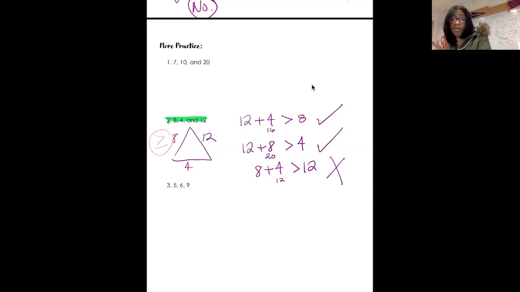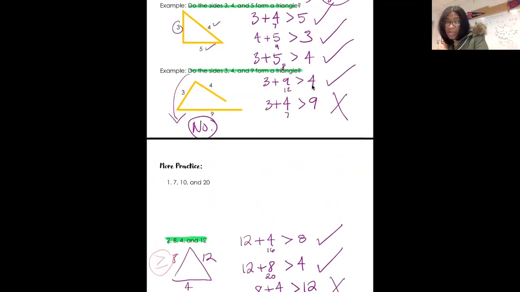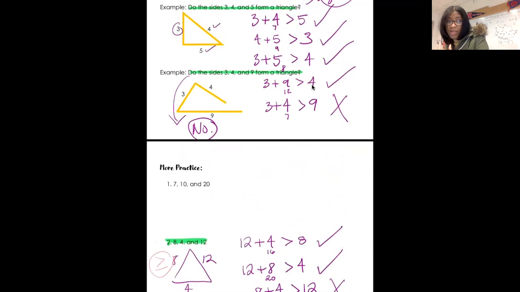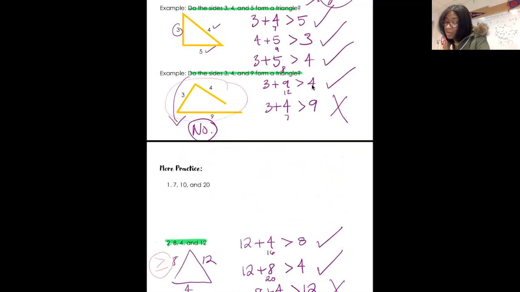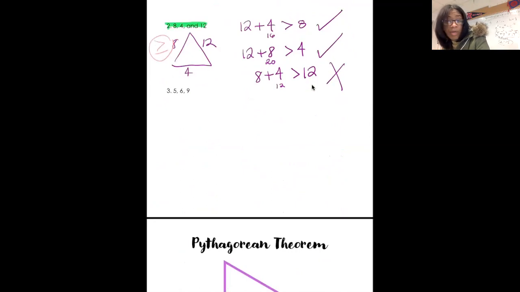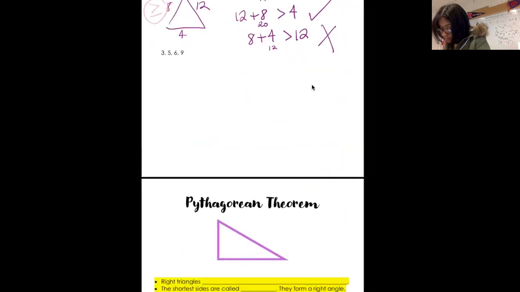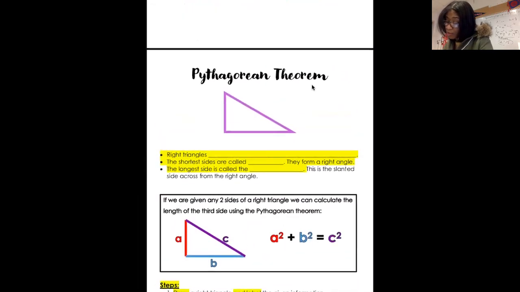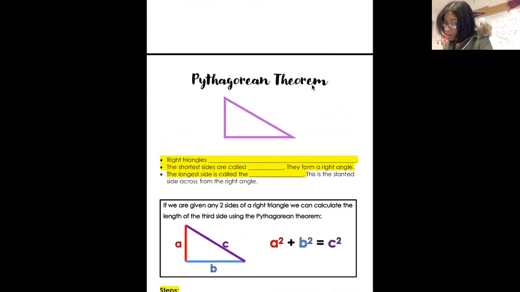It has to be greater than, or as you see in the picture here, something like this will happen where it's not going to reach. So unfortunately, this example does not form a triangle. I just want to show you that so you understand when it's equal to, it's a no-go. In your notes, you can draw a little squiggly like this to divide your paper, or you can start a new sheet.